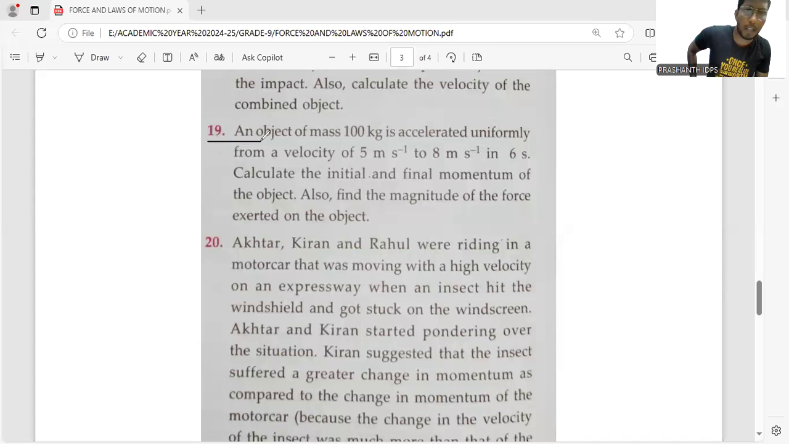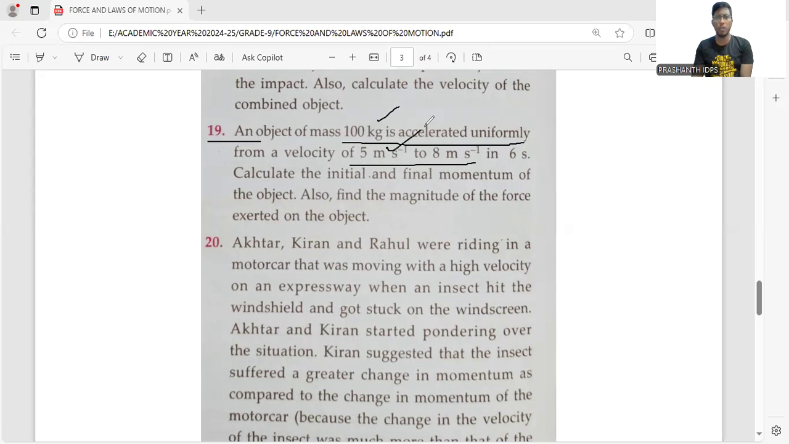An object of mass 100 kg is accelerated uniformly from a velocity of 5 meter per second to 8 meter per second. Observe the units. Kilogram is an SI unit. Meter per second is an SI unit. In 6 seconds, second is also an SI unit. Calculate initial and final momentum of the object. Also find the magnitude of force exerted on the object.